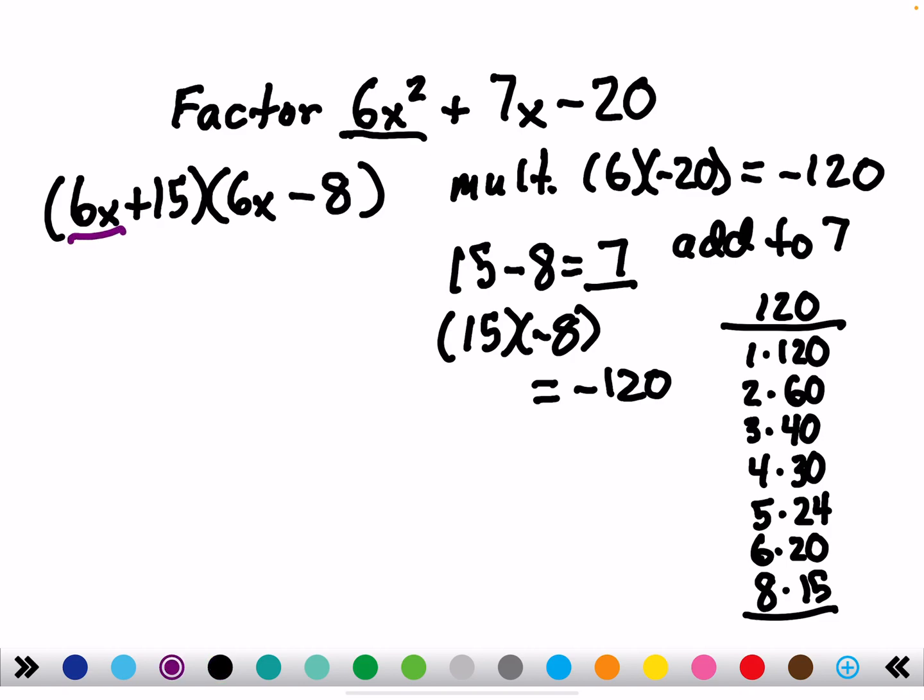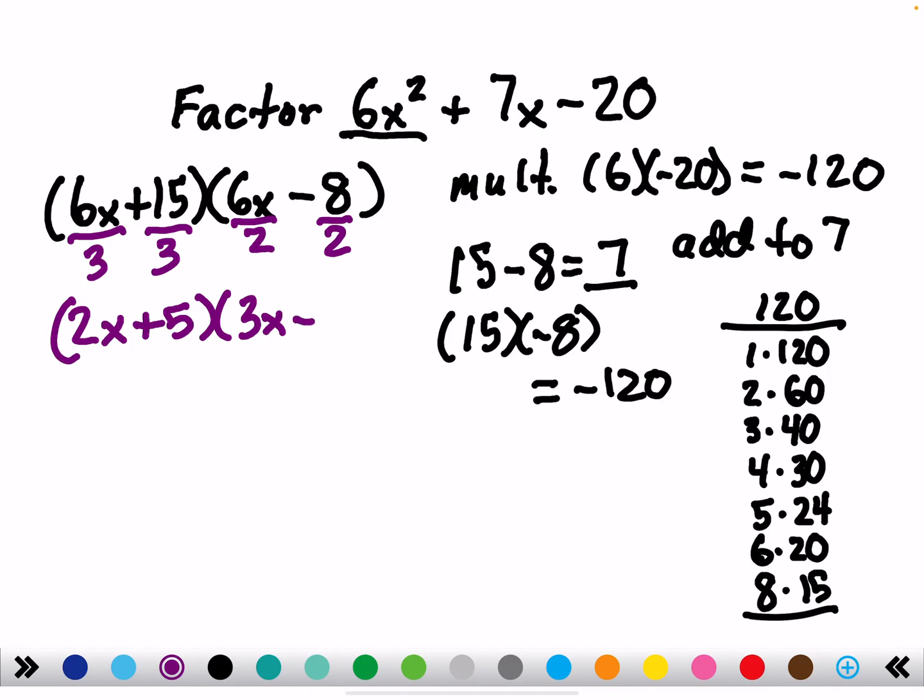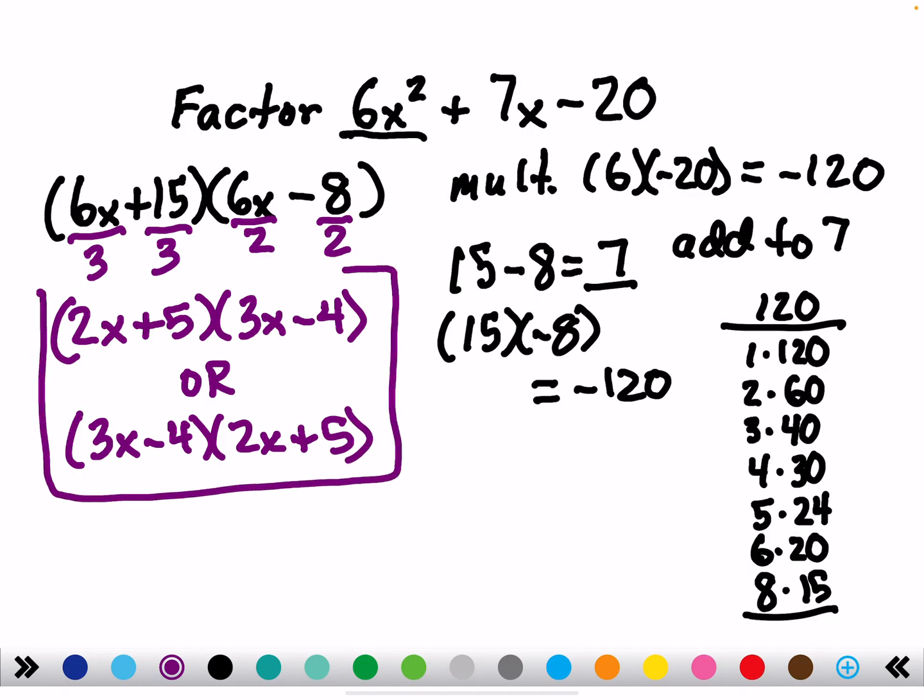Now we'll divide out common factors from each of these. The common factor of 6 and 15 would be 3, so that answer would be 2x plus 5. And then 6 and 8, greatest common factor would be 2, so this would be times 3x minus 4. So there's one way to write that answer, 2x plus 5 times 3x minus 4, or 3x minus 4 times 2x plus 5. Either of these answers are equally correct.